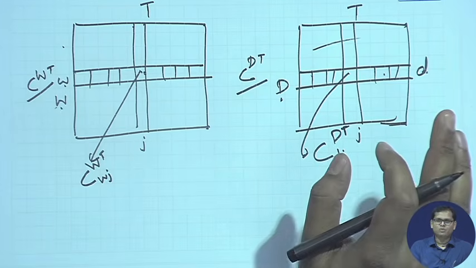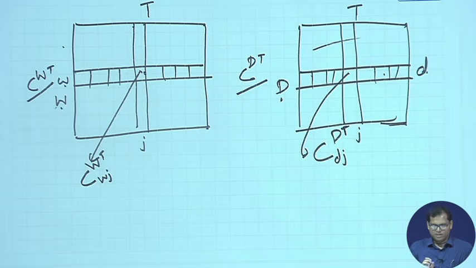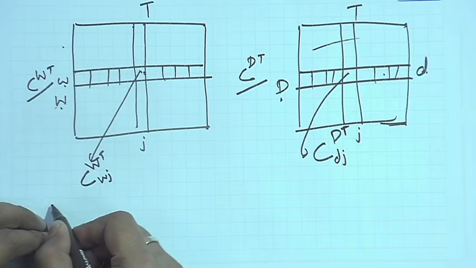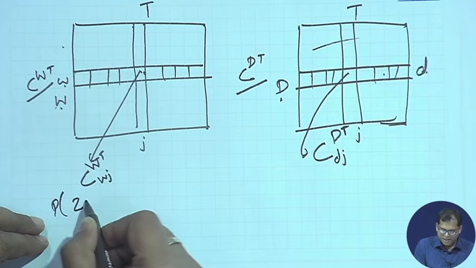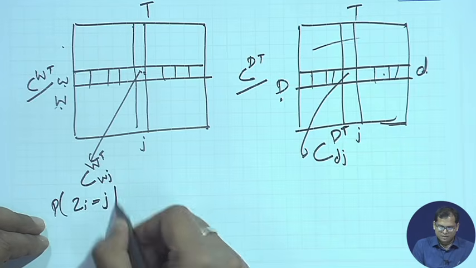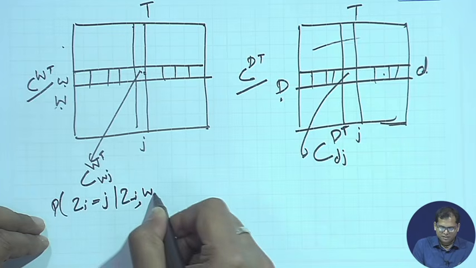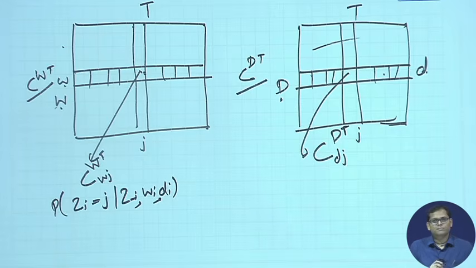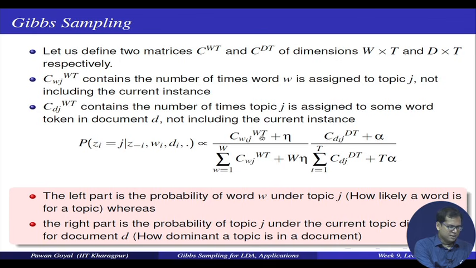Now, once you have these two matrices, how do I compute the probability z_i = j given z_{-i}, w_i, d_i? We said it will depend on two different things. So let us see that. It depends on two parts. One is the probability of word w under topic j.